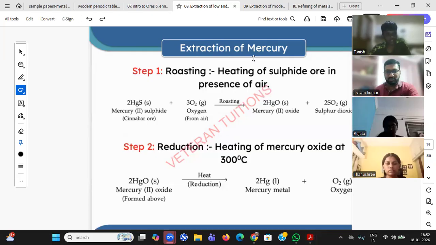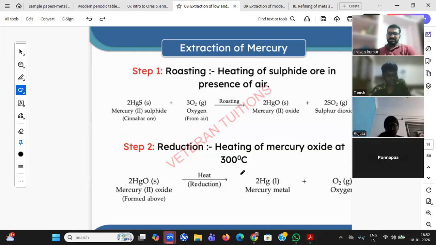Sir, in the exam we have to write that we are reducing it by heat. Yes, that's all. You need to just use it. We are just heating up to 300 degrees so that automatically this mercury oxide is getting converted to mercury metal.